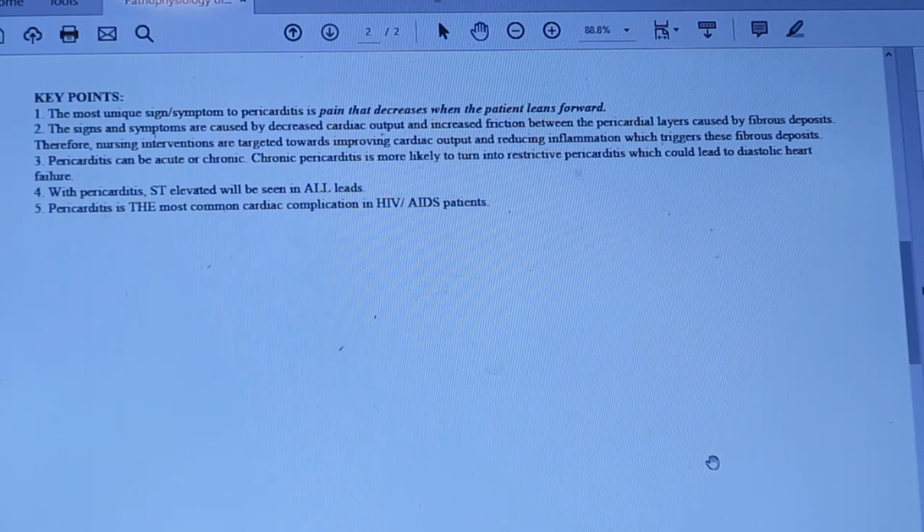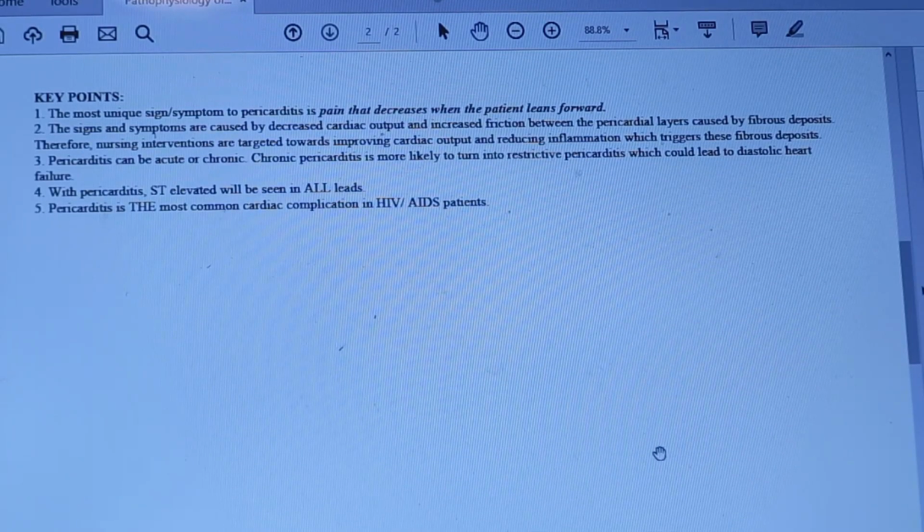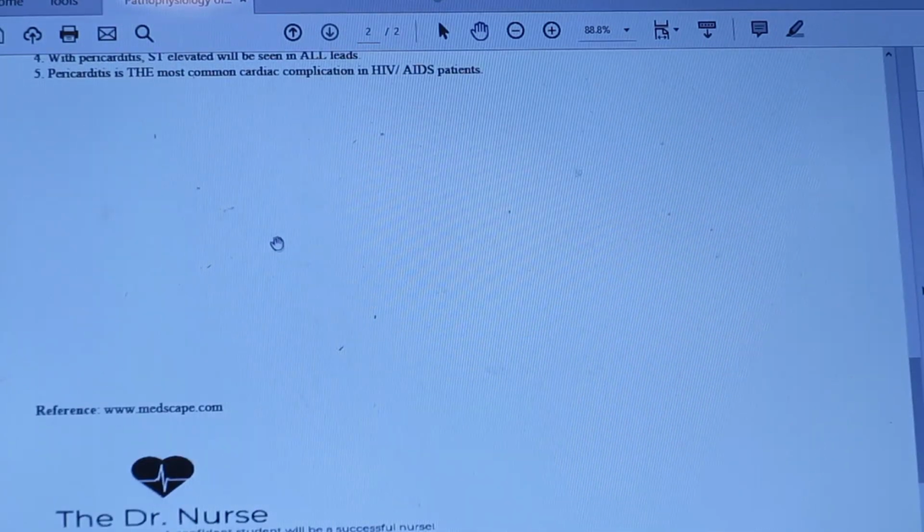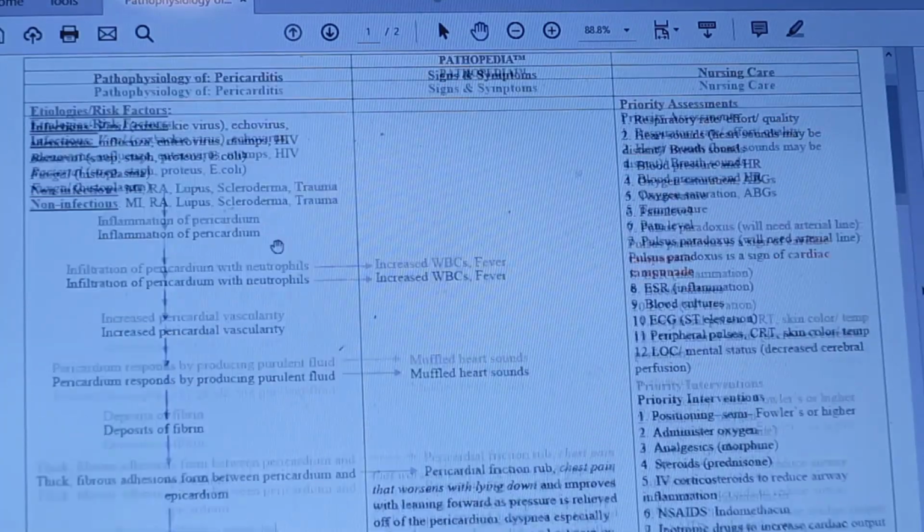And so that is your first page of your Pathopedia, and this is what it looks like for every Pathopedia entry. I'm just using pericarditis as an example. And then the next page, for many of the disease processes, I have several key points listed. Stuff that you absolutely need to know about each of these disease processes. All right? So that is the Pathopedia in a nutshell.